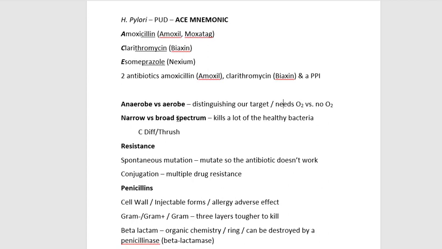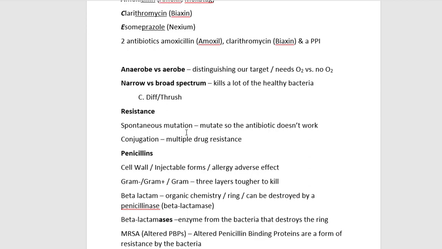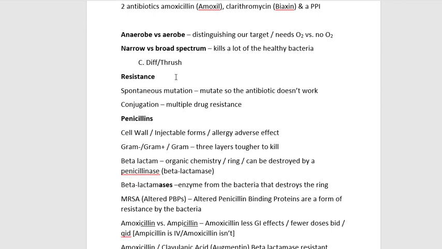We always want to be careful with this broad spectrum because it kills a lot of the healthy bacteria. We could find ourselves with C. diff, or Clostridium difficile, or thrush, which is the Candidiasis fungal species. And we also want to be careful of resistance. So if we use antibiotics carelessly, we don't have good antimicrobial stewardship.